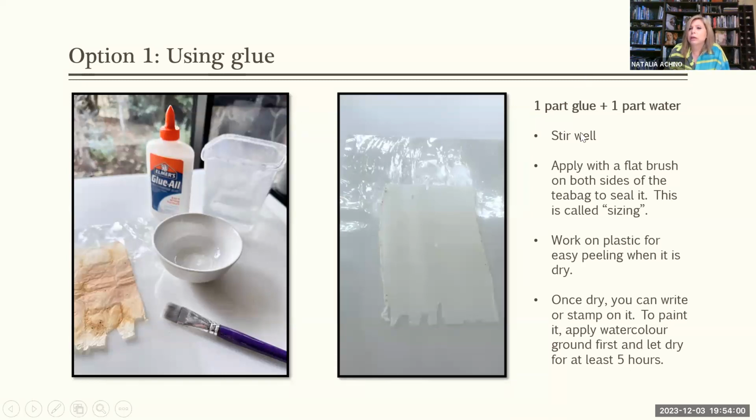So you stir well this mixture. You apply it with a flat brush on both sides of the tea bags to seal them. You apply on one side, let it dry, and then apply on the other side. What you're doing is sealing the surface, which is called sizing. And you work on a plastic bag, because it's better when you peel the tea bag from the surface.